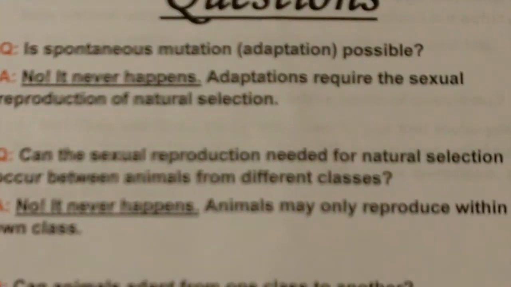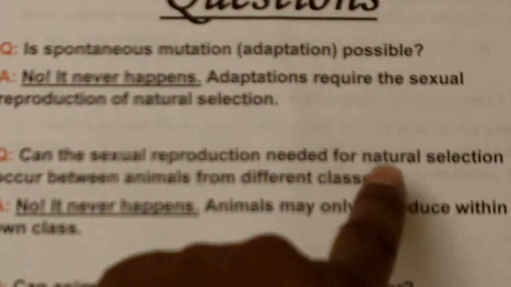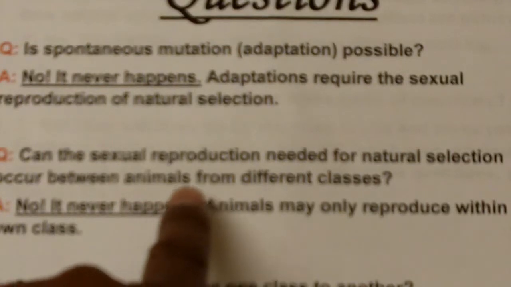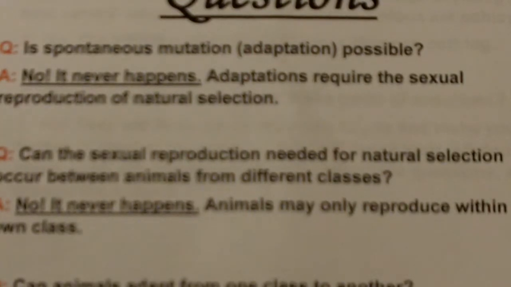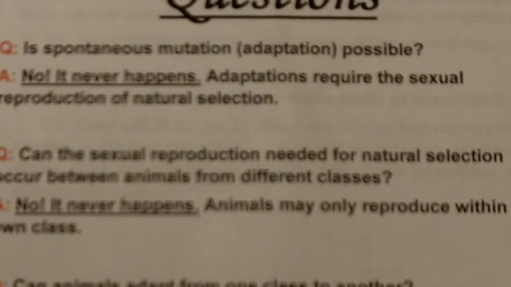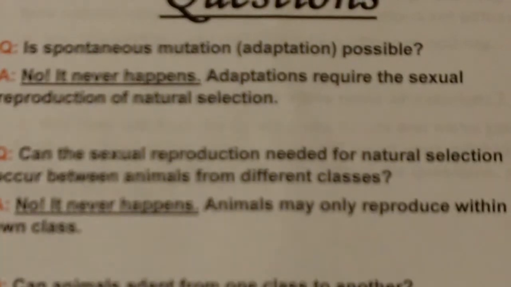My other question is, some people say, well, maybe it happened by sexual reproduction then if it can't happen spontaneously. Well, then my question would be, can the sexual reproduction needed for natural selection occur between animals from different classes? So can a reptile mate with a bird and then produce something that's half reptile, half bird, and keep doing that until you get something that's all bird? Can a fish mate with an amphibian a number of times over and over until you get the morphing?